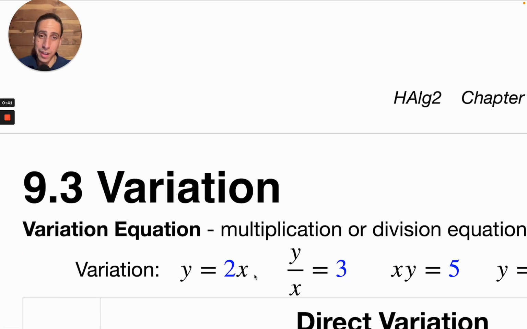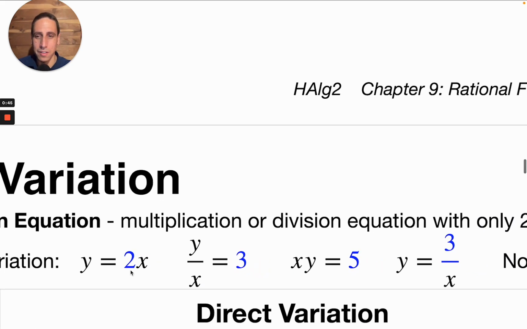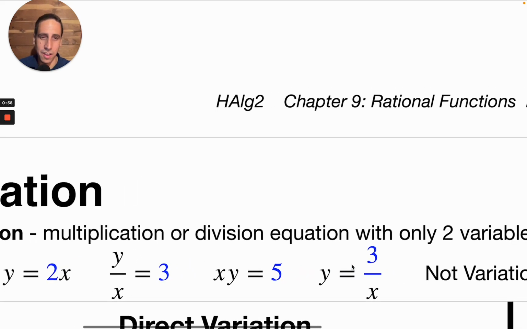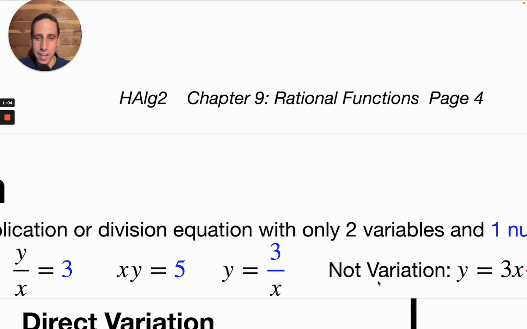Y equals 2x. That's a multiplication or division equation with only two variables and a number. Even y divided by x is equal to 3. There's a division, and there's only two variables, and then that's 3. X times y is equal to 5. Check. Everything checks out. And y equals 3 divided by x. These are all multiplication or division equations with two variables and a constant.